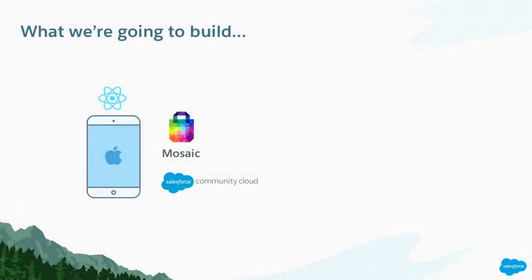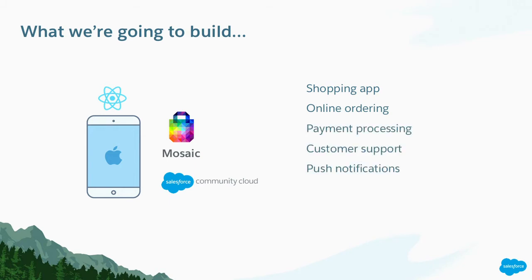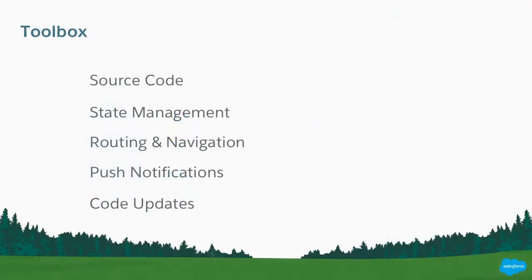OK, so what we're going to build, and we're going to do it quickly, obviously. So I have a fictitious company called Mosaic. This is the e-commerce giant that's competing with Amazon now. So they have a shopping app, and they're also using Salesforce Community Cloud, and they have Service Cloud. And they want to pilot running their massive application on Salesforce integrated with Service Cloud. So we'll take a look at a shopping app. Got online ordering, payment processing, customer support, push notifications, and over-the-air updates.